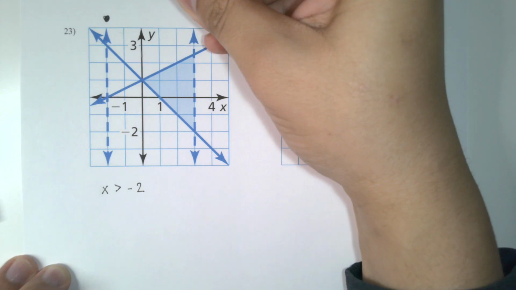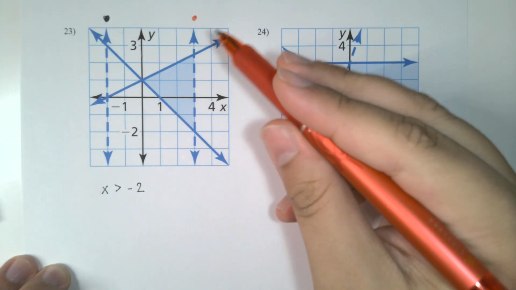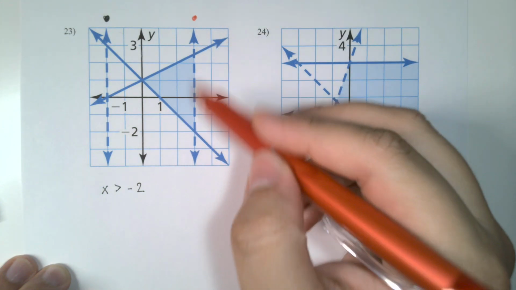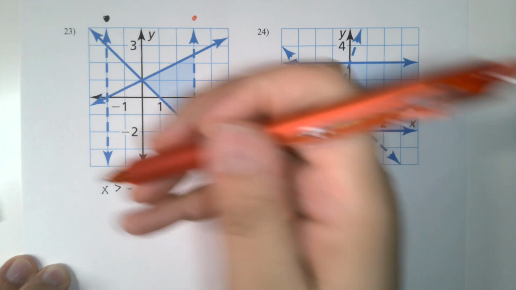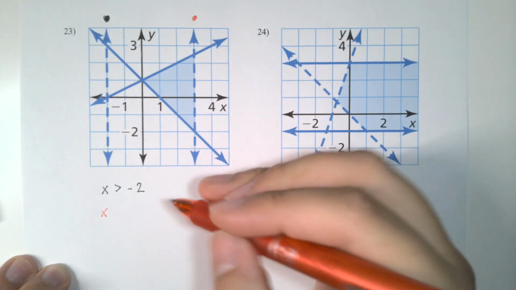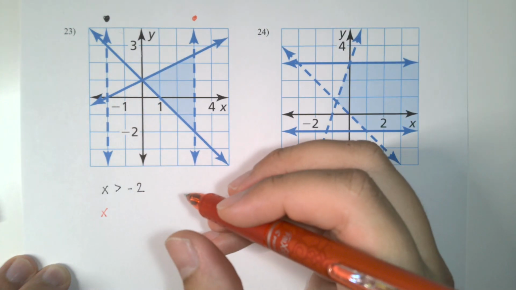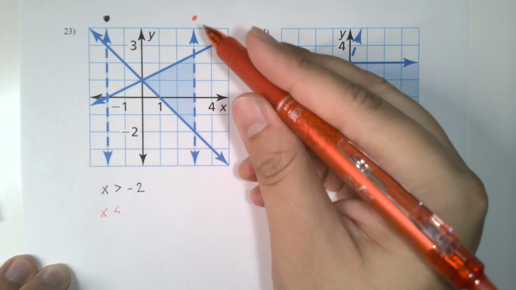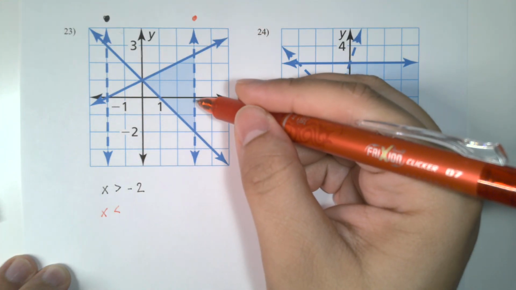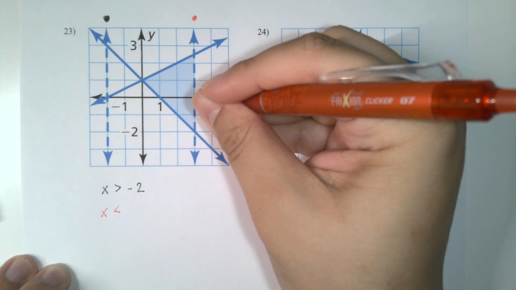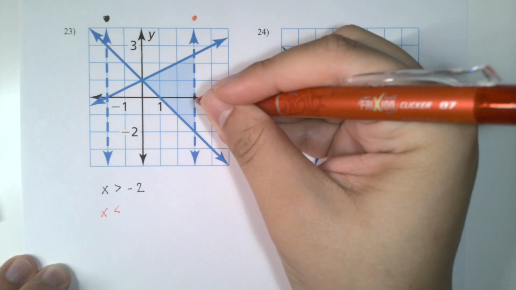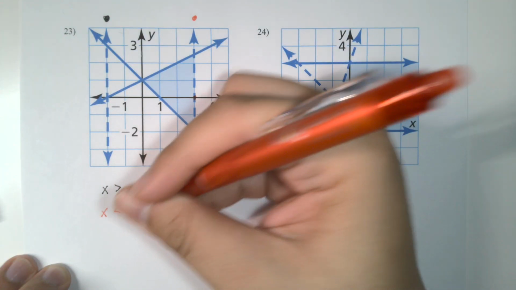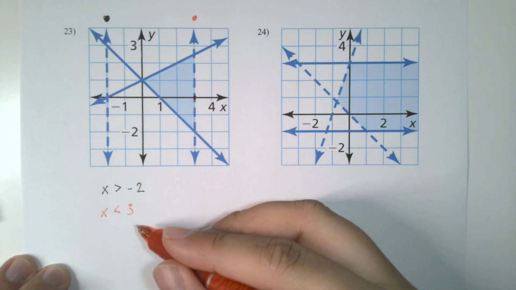Next one, I have this other vertical line. It is dotted and it's shaded to the left. So it's going to be a vertical line, so we have an x, and that's going to be less than for left, and then whatever the x-intercept is, which in this case is 3, so x is less than 3.